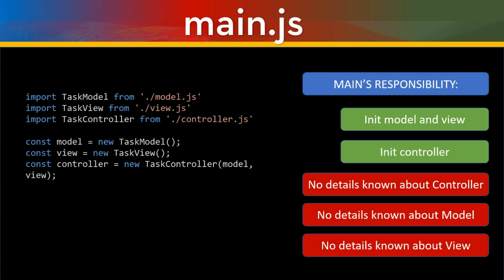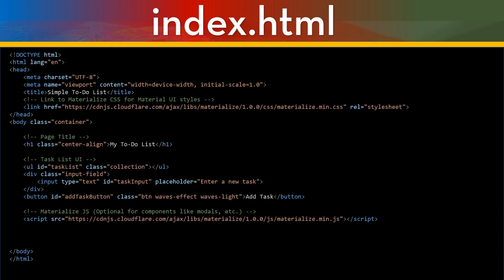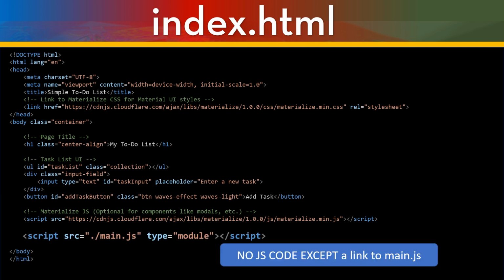The so-called main module just initializes the basic parts of MVC. Model, view, and passes them to the controller constructor. So the main also has only one responsibility. It doesn't know anything about any of the details of the MVC. It only knows how to launch all the parts. Clean now. All JS code is removed except the link to main.js.